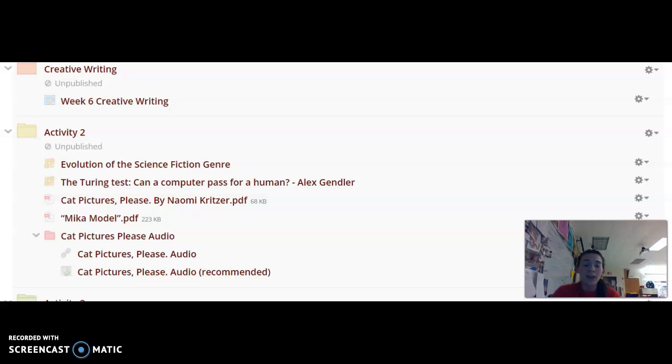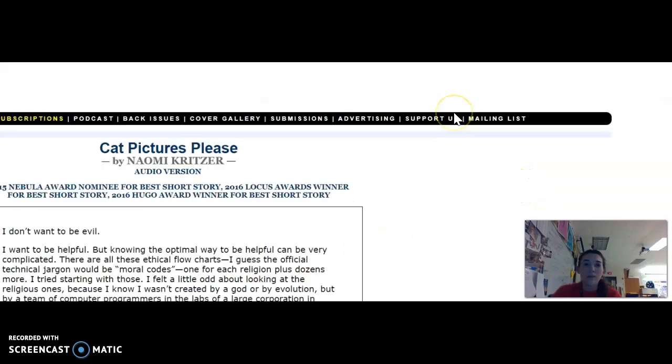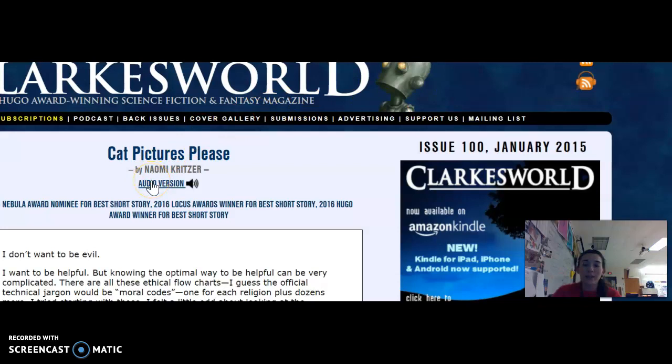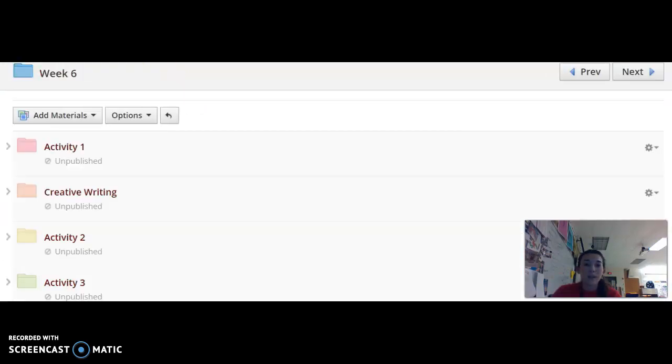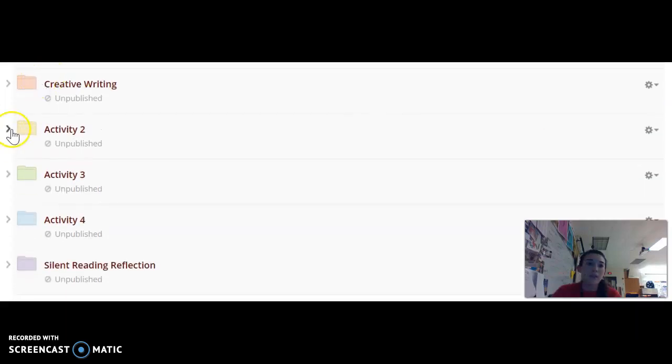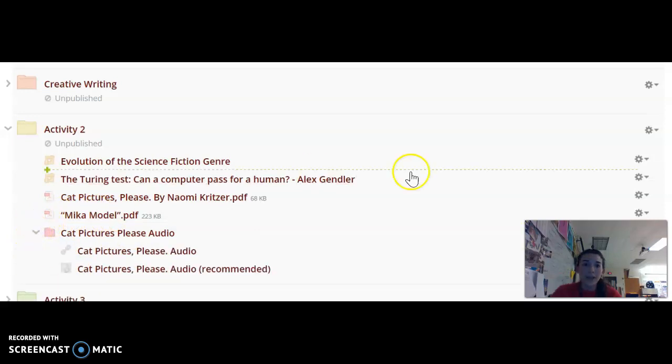I prefer the one that is done through this magazine. So if you open up that link, it's going to take you to this website and you would just click here in order to be able to go and view and listen to Cat Pictures Please. The other option for Cat Pictures Please is through YouTube. I don't think the reading is as nice, but that's just my opinion. If you prefer YouTube, you can use that link as well. So once again, you are choosing one of these two stories or contacting me for a third option.